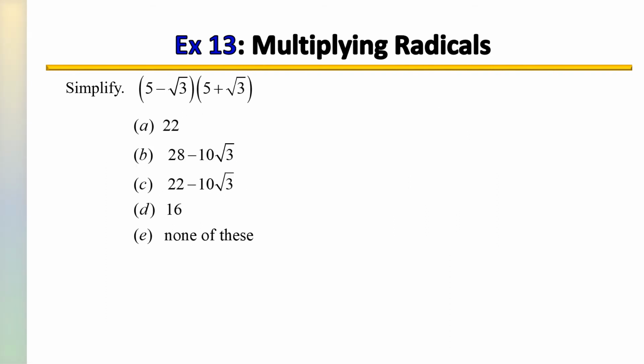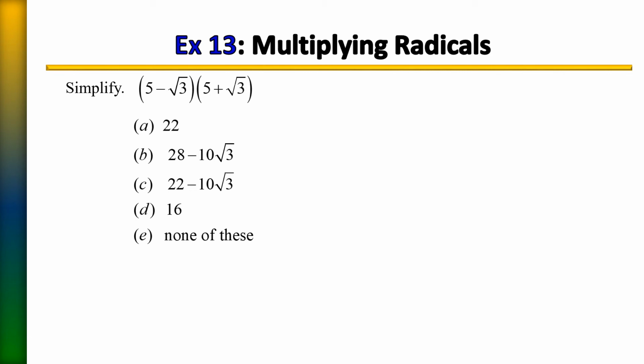In this example, we're going to multiply two binomials that contain radicals. Now, there's something different about this set of binomials than in the previous example. Notice here the numbers in the binomials are the same for both binomials. The only difference between the two binomials is the sign. One of them is negative and one of them is positive. When that's the case, you have what is called conjugates.